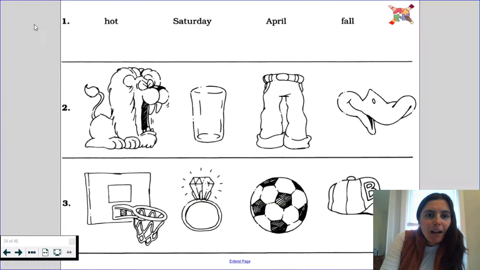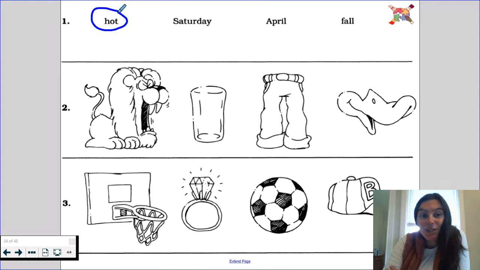Alrighty. So the first direction is to look at row one. Here's row one. I need to circle the word that completes the analogy. So winter is to cold, as summer is to what? Is it hot or Saturday? Winter is to cold as summer is to hot. Because in the winter you feel cold and in the summer you feel hot.